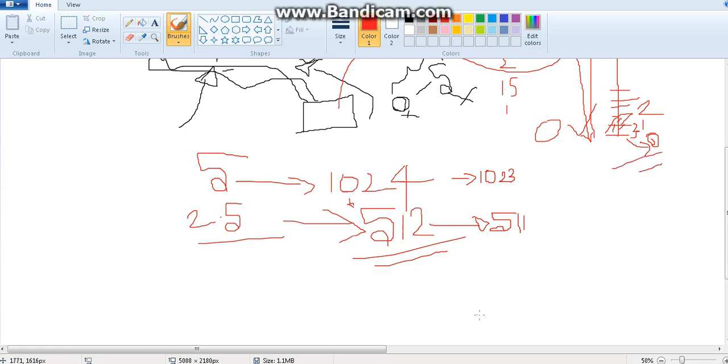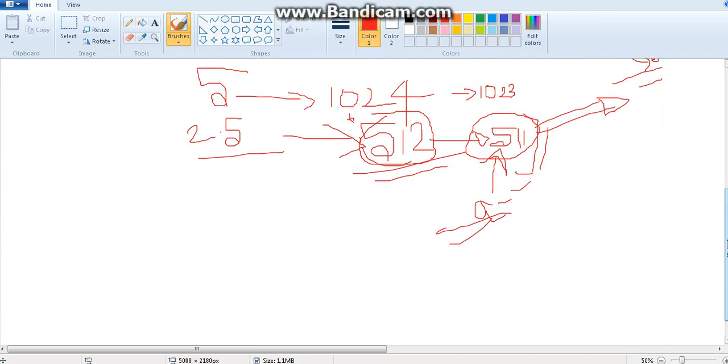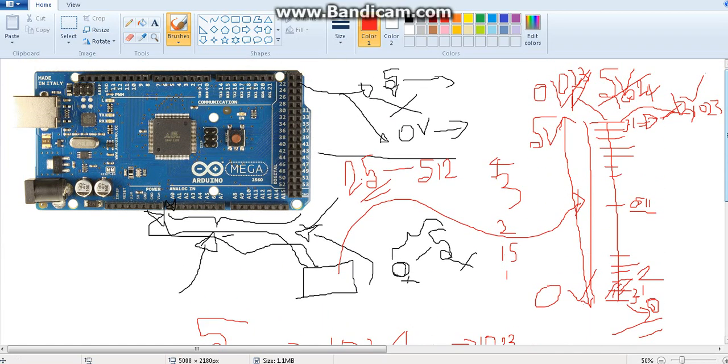If it is starting from 1, then the value will be 512, but since it is starting from 0, the value will be 511. So if you count 0, 1, 2, 3, like that, up to 511, you will find 512 units have come. You understand? Because it starts from 0. So if you are giving a 2.5 voltage to an Arduino analog pin, the value will be displayed as 511. So I hope you get the point, right?